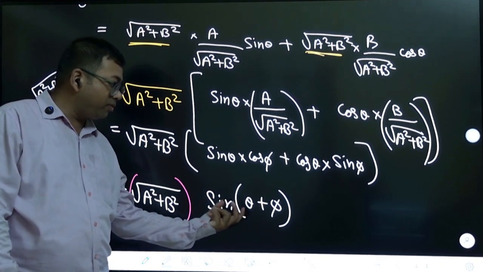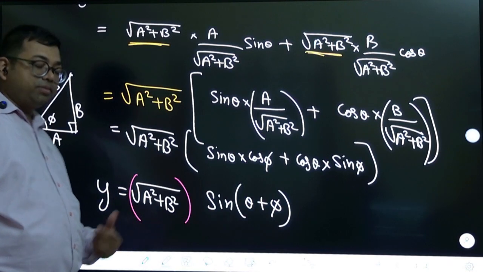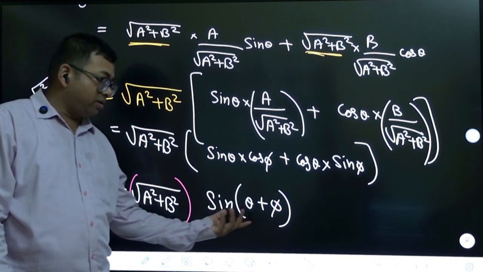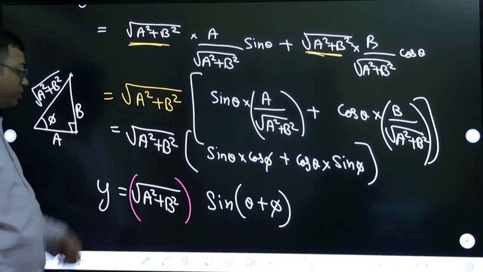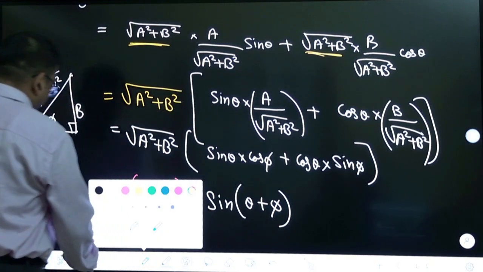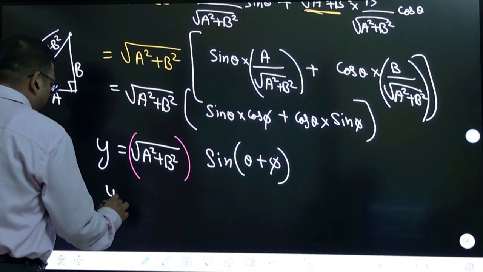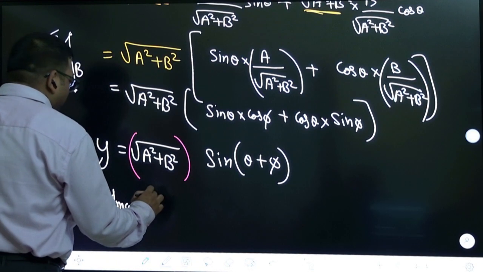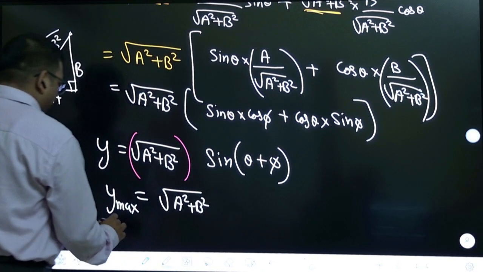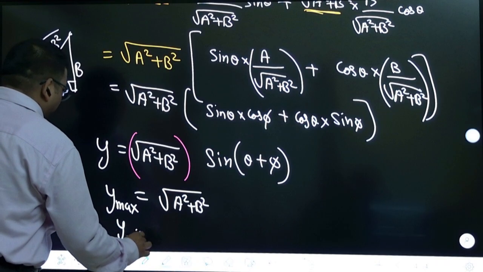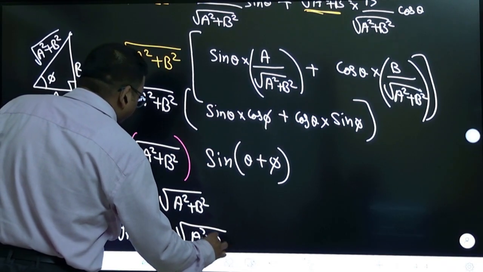Sine maximum will be 1. So the maximum value of y will be root under a square plus b square, and sine minimum will be minus 1. So the minimum value will be minus root under a square plus b square. That is an important expression. If I have to calculate y maximum, it will be root under a square plus b square, and if I take y minimum, it will be minus root under a square plus b square.